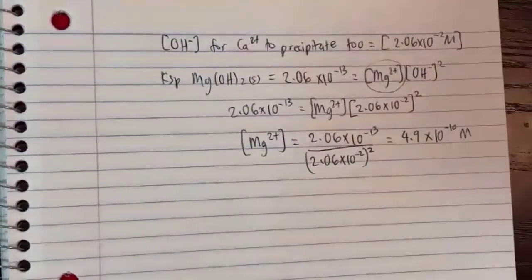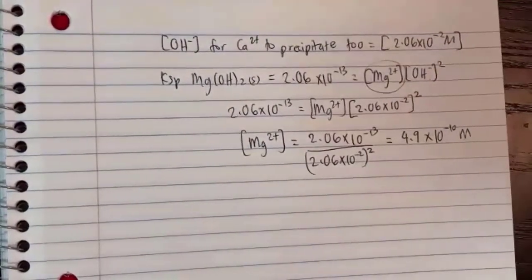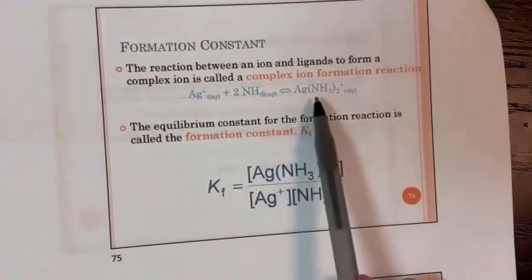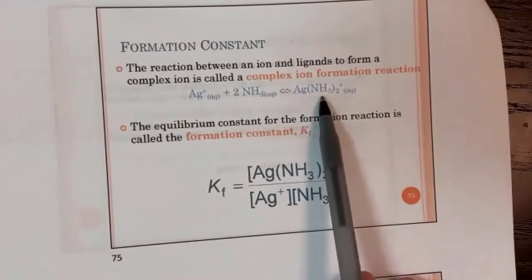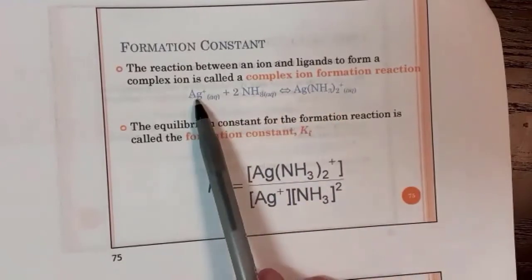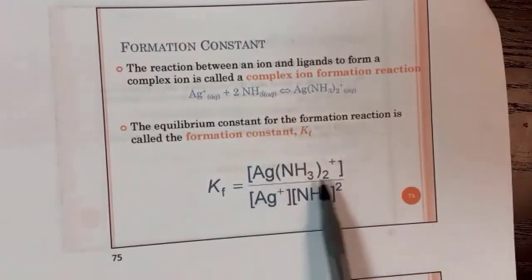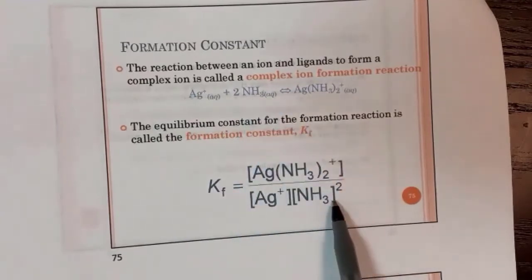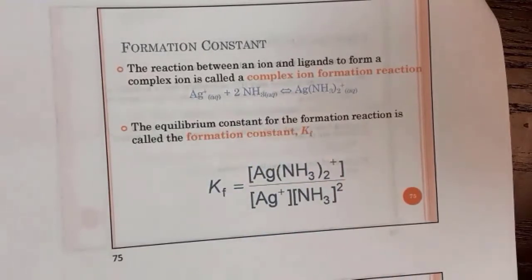To do Kf, I'll show you the examples we have. For silver and ammonia as a complex ion, you use 1 silver and 2 ammonia. So the formula would be the complex ion on top, divided by silver to the power of 1, ammonia to the power of 2. Same idea as what we learned, products over reactants. Just because everything is aqueous, you have more stuff to write now. So what's the difference between Kf and Ksp?